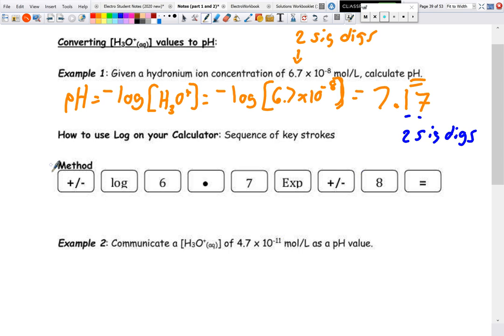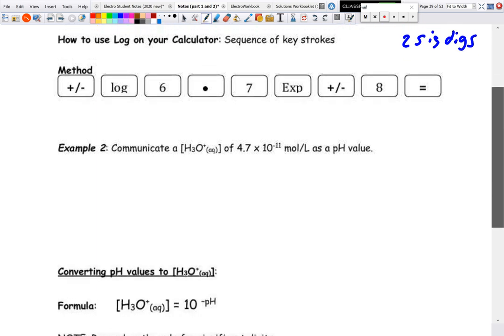Now, what we have right here is the method for how to use log on your calculator. This is if you have the Texas Instruments TI-83 Plus: you click the negative first, then log, then your brackets come up, so you enter 6.7 times 10 to the power of negative 8, and then equals, and you should get your answer. But depending on your calculator, the keystrokes might be a little bit different, so please play around with it until you get your answer for this one right here.